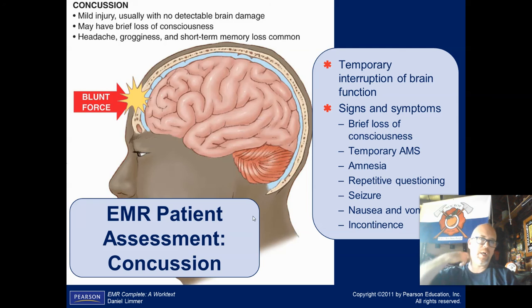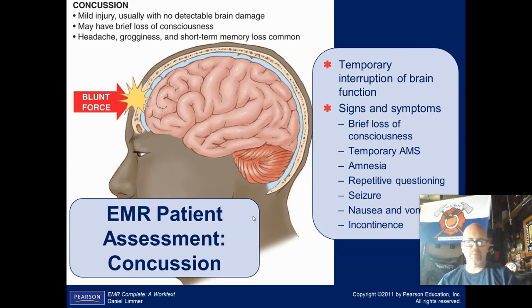Concussion: usually mild injuries, usually with no detectable brain damage. Temporary interruption of brain function. Signs and symptoms of this would be brief loss of consciousness, temporary altered mental status, amnesia, repetitive questioning. This is interesting when you see this for the first time. Seizures could be part of that. Nausea and vomiting, and incontinence, loss of bowel control.